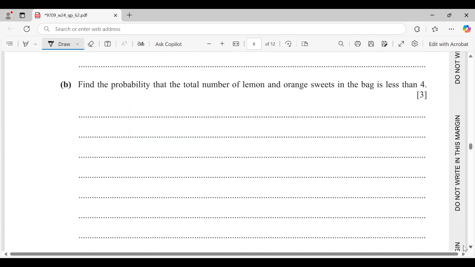Find the probability that the total number of lemon and orange sweets in the bag is less than 4. Let T equal X plus Y. So T is the total number of sweets. The number of lemon sweets is X, with the Poisson distribution 3.7, and the number of orange sweets is Y, with the Poisson distribution 2.6.